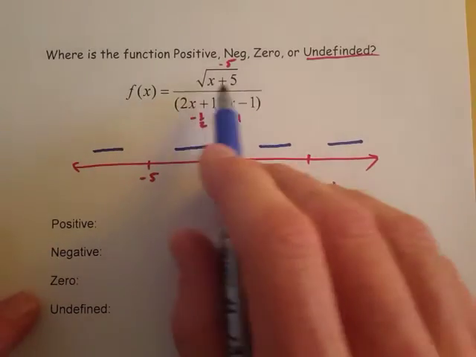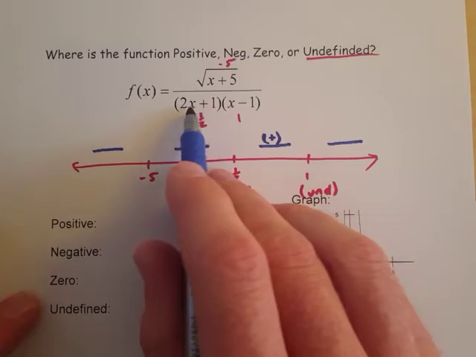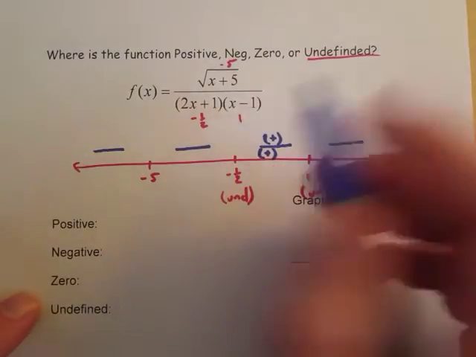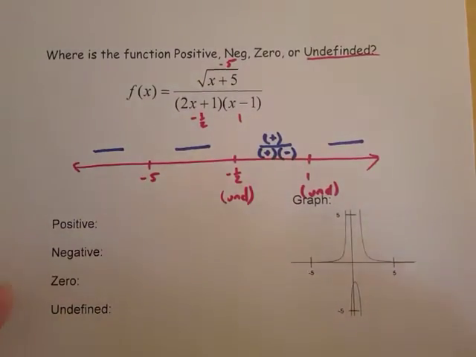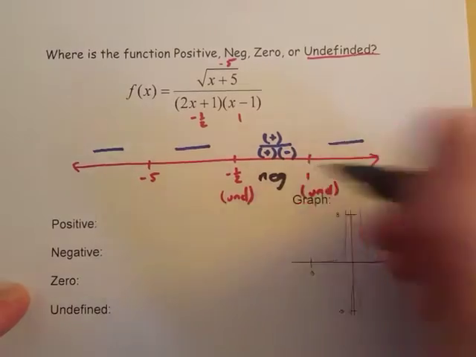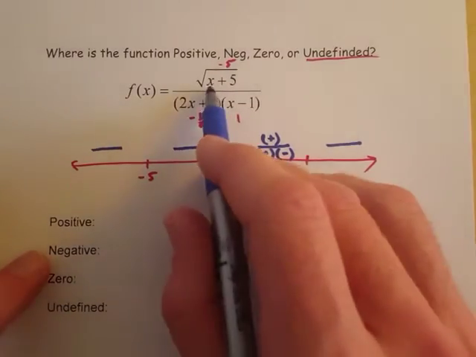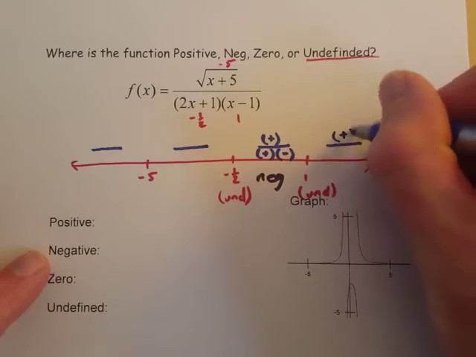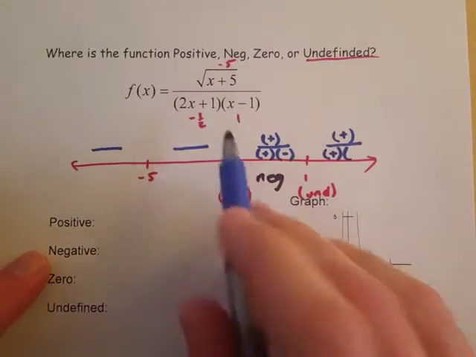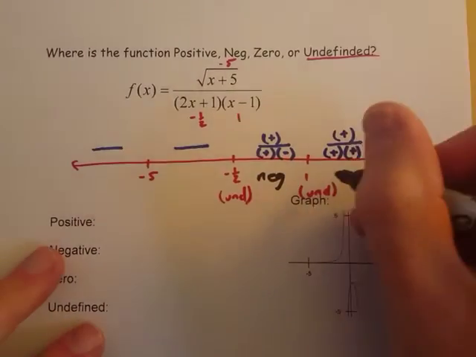If you plug in 0, that makes the top positive. It makes this one 2 times 0 plus 1, that's positive. And then 0 minus 1 is negative. So if we've got one negative in the mix, that makes this interval negative. All right, we keep going with that. Maybe we choose positive 2 over on this side. So 2 plus 5, that's positive. It'll stay positive up on top. 2 times 2 plus 1 is positive. And then 2 minus 1 is also positive, and so that interval will be overall positive.